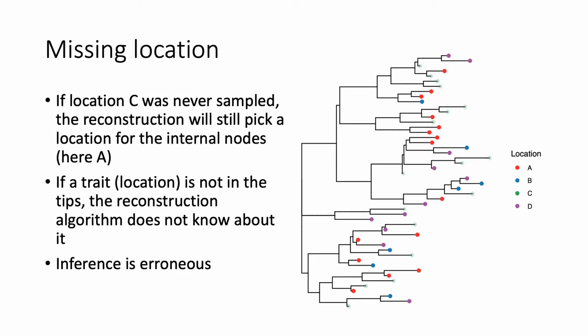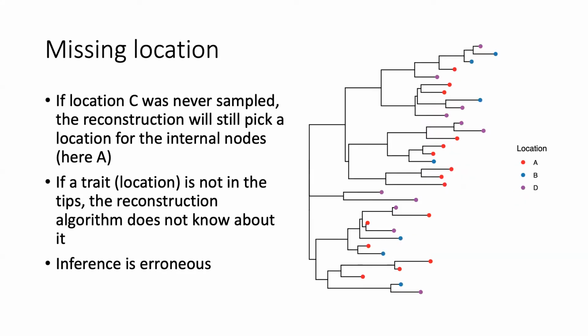So in this case, the reconstruction algorithm you've used just doesn't know about that location at all. So you'll get a tree like this. The green ones have gone, otherwise the branches are the same. And if you did the reconstruction procedure in the same way, you get something erroneous, because it only knows about the information it has at the tips. And without that information, it can't make the correct inference.